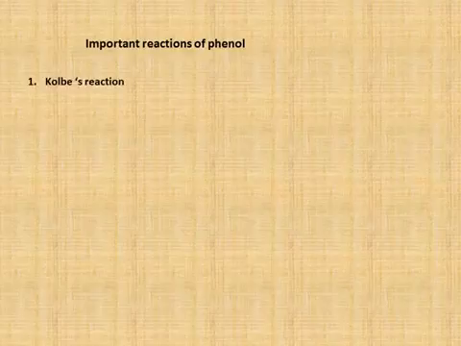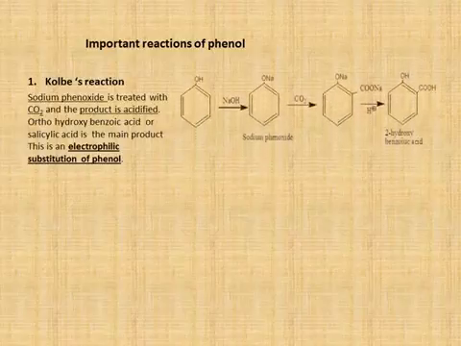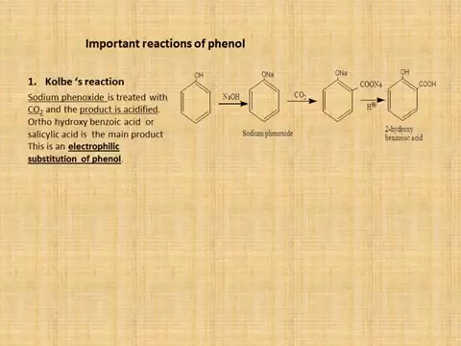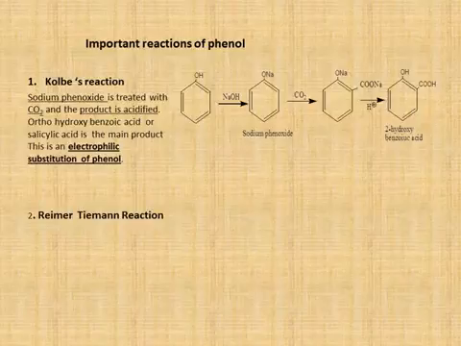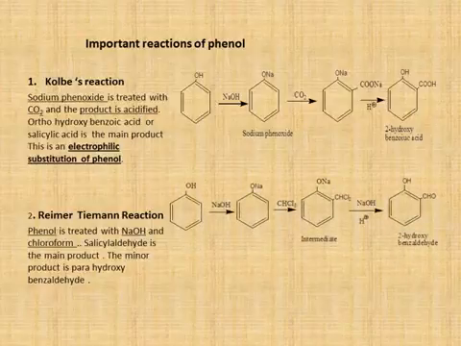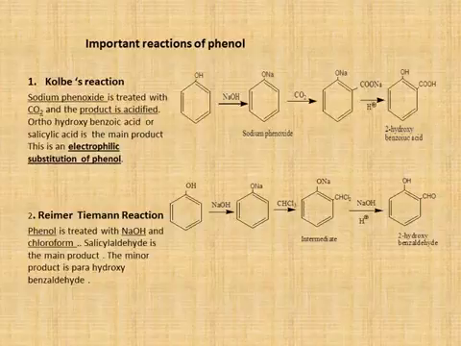An important name reaction of phenol is Kolbe's reaction. Sodium phenoxide is treated with carbon dioxide and the product acidified. Salicylic acid is formed. In Reimer-Tiemann reaction, phenol is treated with sodium hydroxide and chloroform. The product formed is acidified to obtain salicylaldehyde. Para-isomer is also formed.